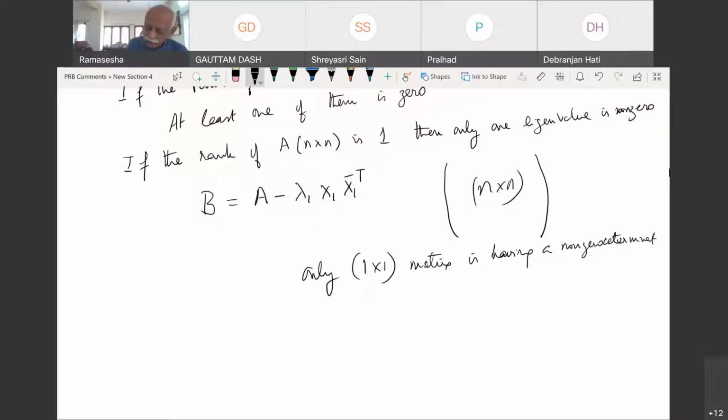So which means that n minus 1 rows and n minus 1 columns... or let me put it this way. If I take n rows of A, then only one row vector is independent.